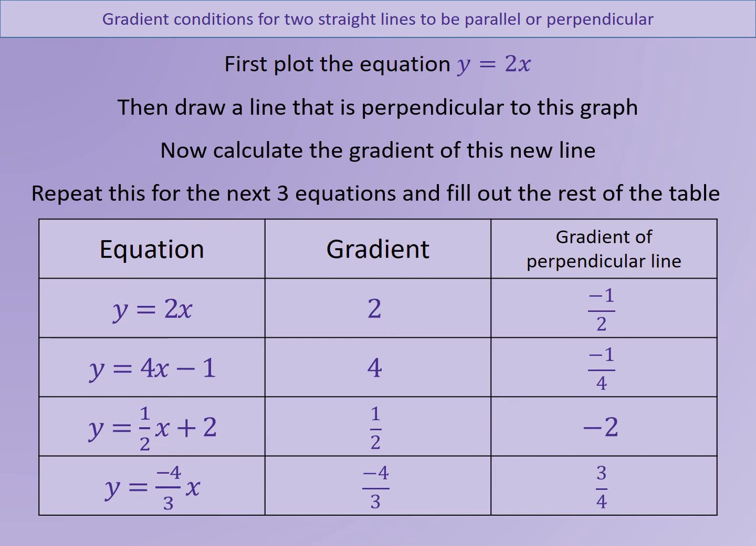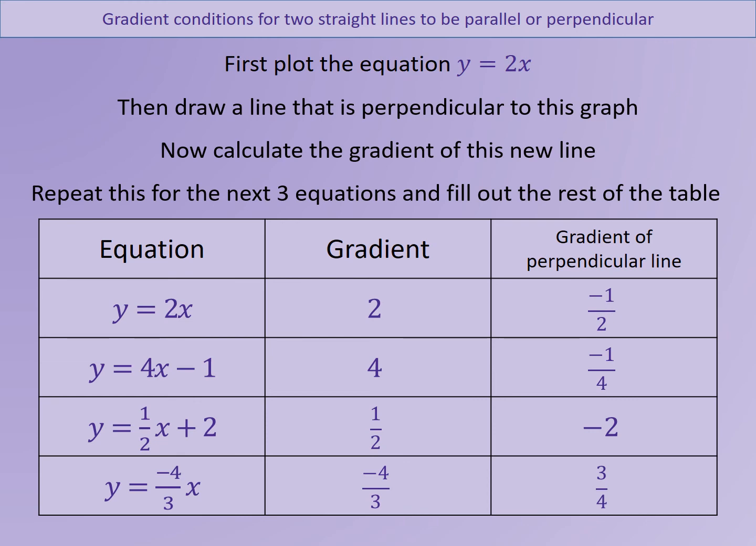So what have we learnt from this table? Well, I think that it's fairly obvious to see that a gradient and a gradient of a perpendicular have opposite signs. So if the gradient of the original line was positive, the gradient of the perpendicular line is negative, and vice versa. But also, I'm hoping you notice that the gradient has been reciprocated. In other words, the fraction has been flipped.